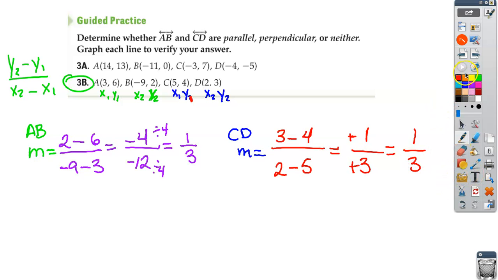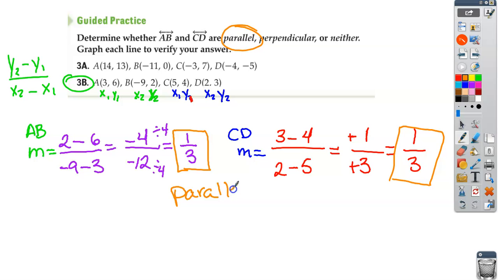Now, parallel, perpendicular, or neither. Parallel means they're exactly the same. Are they exactly the same? Yep, they sure are. They're both positive 1/3. So these are parallel lines. Ta-da! And we are done.